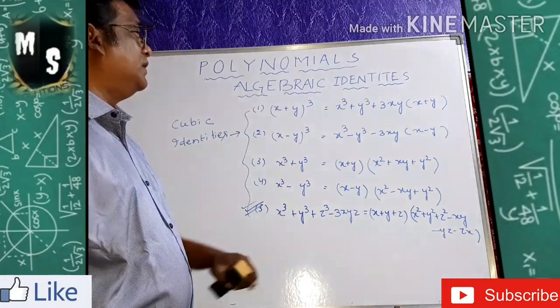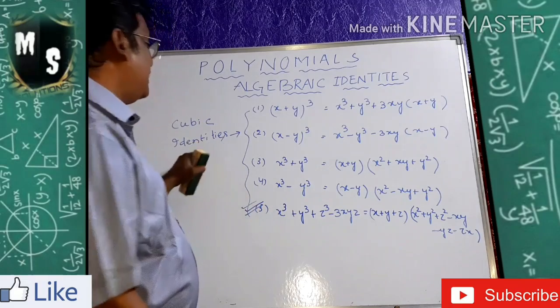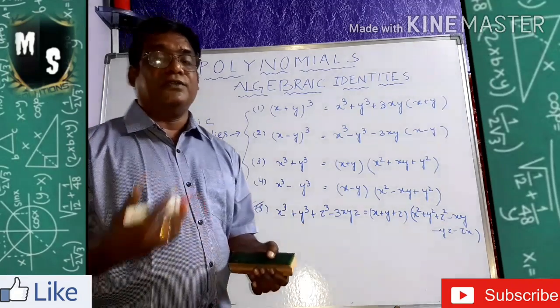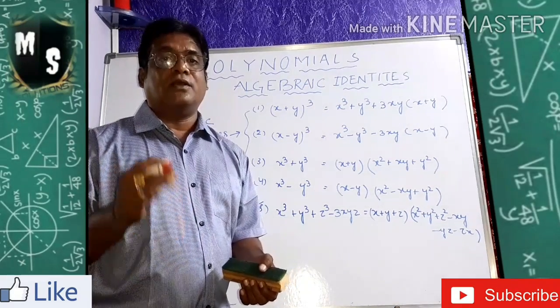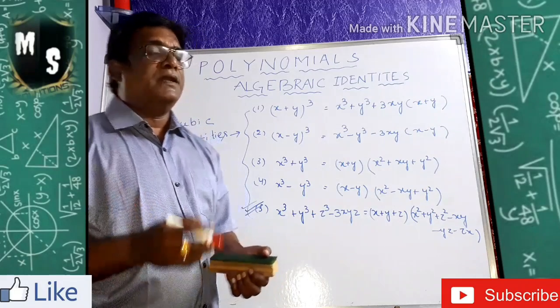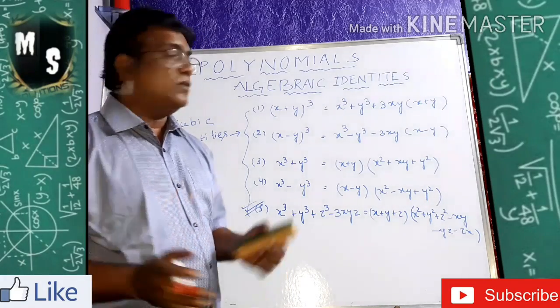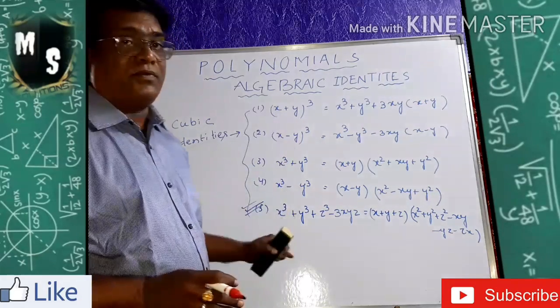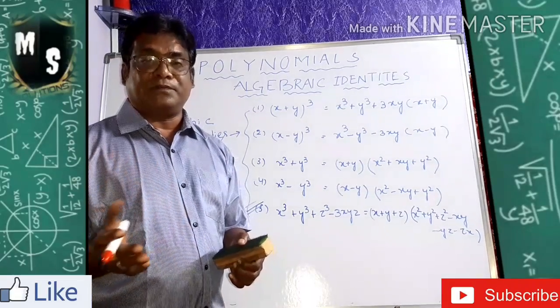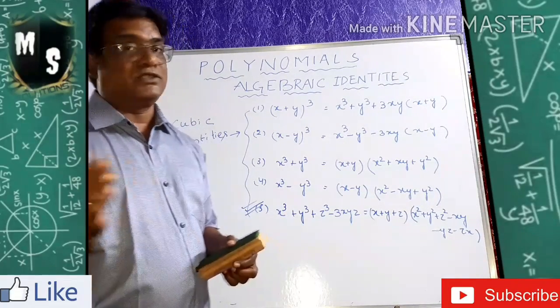So these are all the cubic identities formulas which we can use in our further sums and factorizations. Now I am going to explain to you the application of this type of formulae in the sums, how you can apply them. So let's do it.